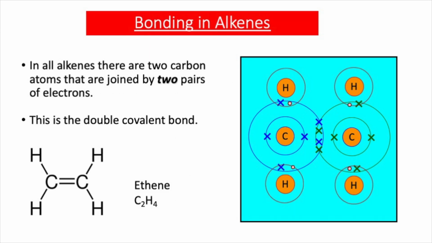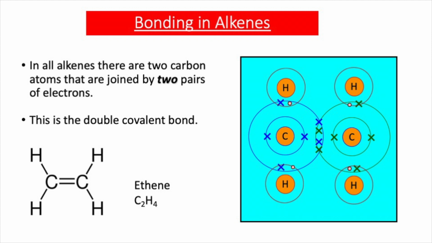So now let's look a little bit more closely at the bonding in alkenes. An alkene has a carbon-carbon double bond, and that means that if we look at our bonding diagram, the carbon is sharing 2 pairs of electrons with another carbon atom. That is what we mean by a double bond. It's sharing 2 pairs of electrons. And each carbon is also sharing a pair of electrons with 2 hydrogens.